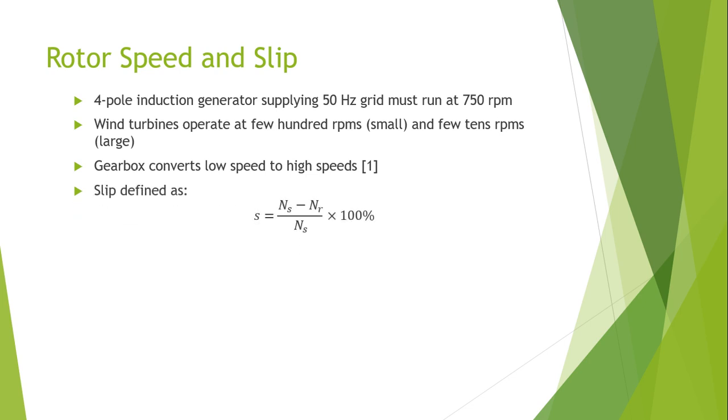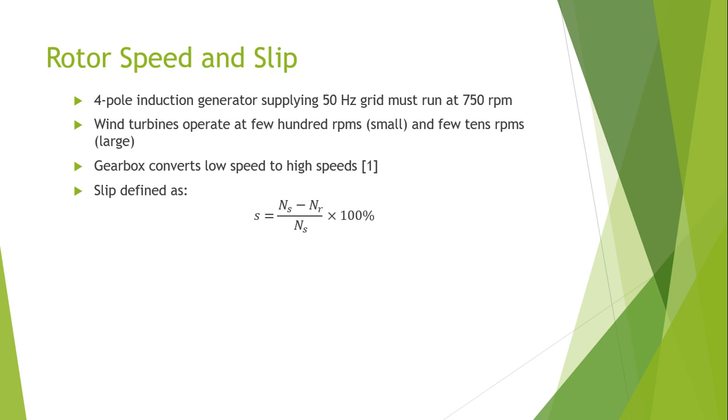So the difference between the synchronous speed and the actual speed of the rotor is basically known as the slip speed. The speed of the rotor is slightly less than the synchronous speed, for the obvious reasons of frictional losses. Thus, the slip speed expresses the speed of the rotor relative to the synchronous speed.